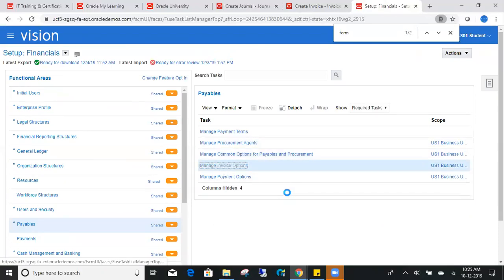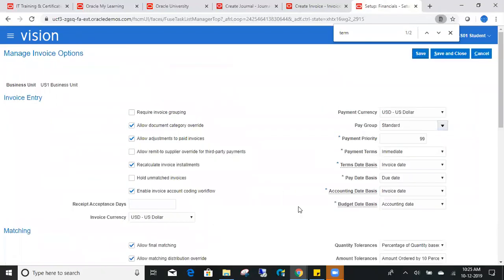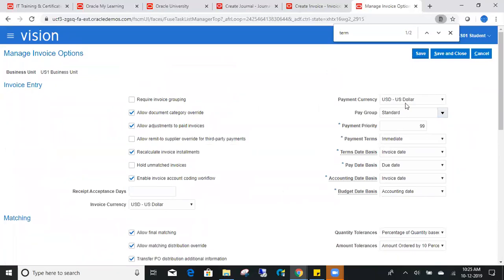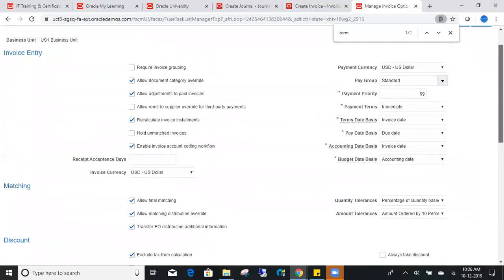Let us go and check that invoice option. What is there in the invoice option? This and all, let me explain once I am creating an invoice. Okay, let me just create an invoice here. If you're checking here, you're able to see the invoice currency, right? Here you are able to see the payment term as immediate. Okay, this is for your US1 BU. Let us try to create an invoice.